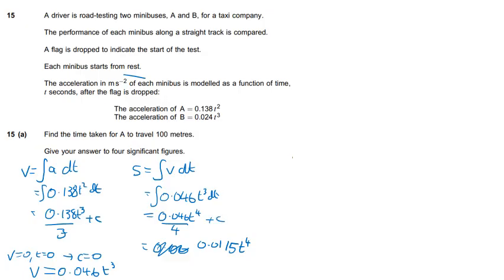And plus c again, but we also know that s is 0 when t is 0. Obviously if we're measuring the distance, we would have distance 0 when we start the timer. So we can just say that s is equal to that. So the question is, how long does it take to reach 100 meters? So we just need to solve s equals 100.